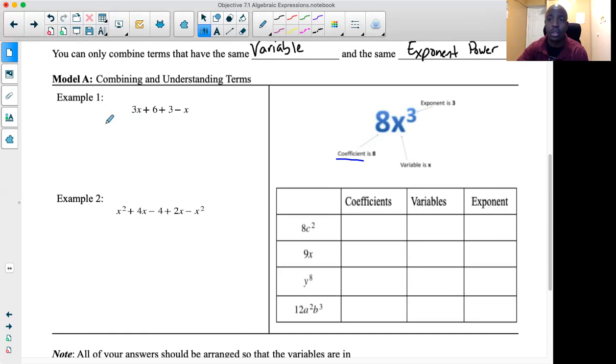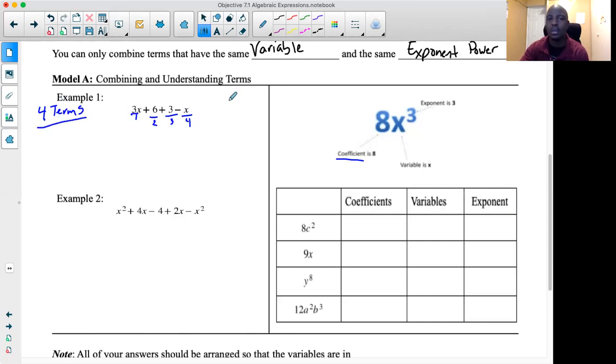If you said 4, you are correct. Let me show you. 1, 2, 3, 4. They're separated by a plus sign or minus sign. There are 4 terms here. So I'm just going to put the number 4 over here, 4 terms. Our goal today is to combine like terms.